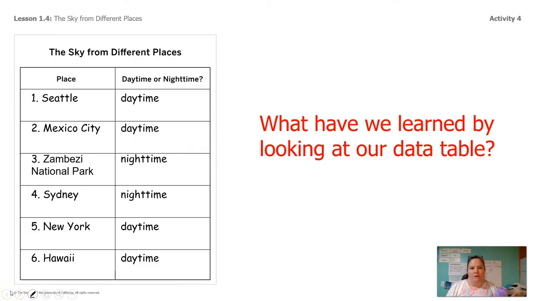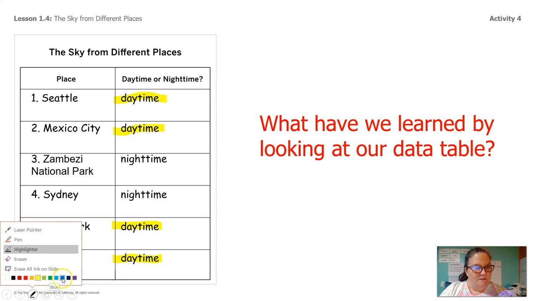Now that we've recorded all our data, we need to organize it. So I've put all of the places that we saw webcam pictures of on one side of this chart. And on the other side of the chart, I've written whether or not we decided it was daytime or nighttime. And then I'm going to highlight them so that we know which one's which. So Seattle, we decided was daytime. Mexico City was also daytime. Zambezi National Park was nighttime. Sydney was nighttime. New York was daytime. And Hawaii was daytime. So I'm going to make the daytime ones yellow and the nighttime ones blue.